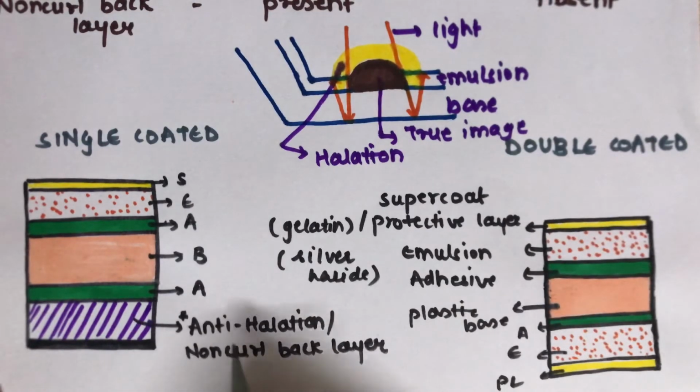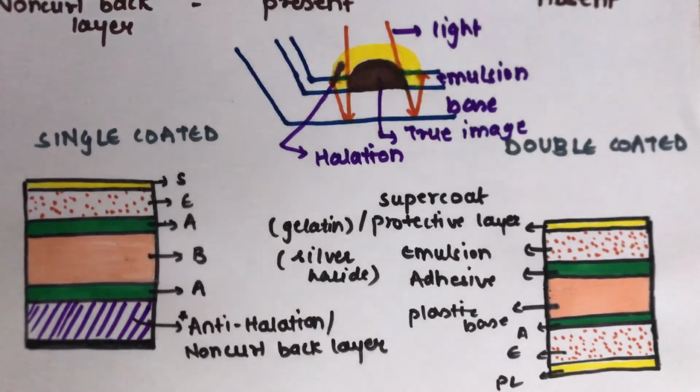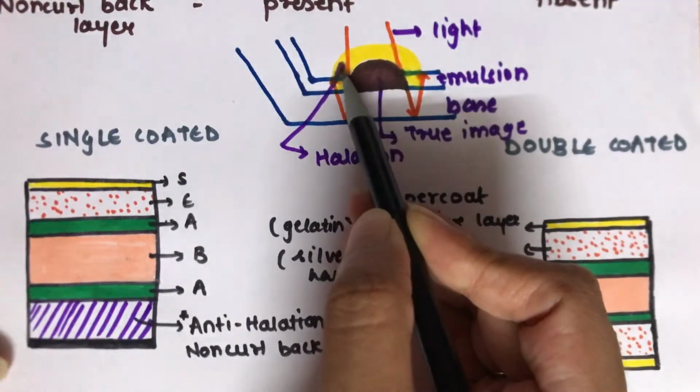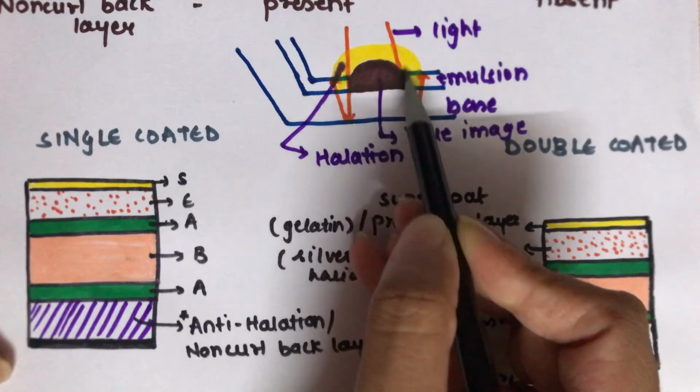Now what is this anti-halation? To see what anti-halation is, we should know what exactly halation is. Halation is a phenomenon characterized by the formation of a diffuse image or a halo around the proper image. Basically it means that a ghost image is produced outside the proper image by the light which is transmitted. So there is a presence of this ghost image outside the proper image.